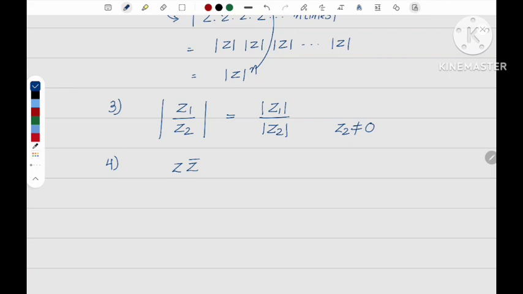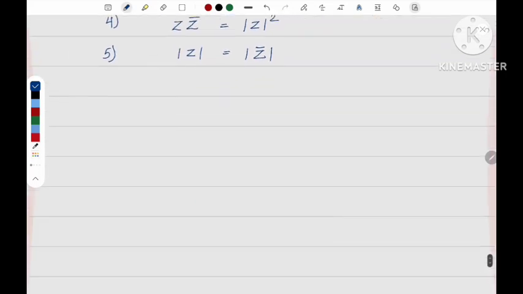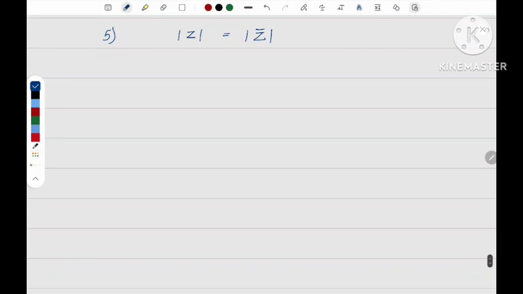Z bar. We have seen in the previous session, or maybe a few minutes before, that z z bar is nothing but mod z square. This is also one property that is very important. And the last property for modulus I will tell here is, we have seen in case of conjugate that the modulus of the conjugate and the modulus of the complex number are the same, right? So I can write magnitude of z is the same as magnitude of its conjugate. That is also a very important property we have to remember. So this was about properties of modulus.